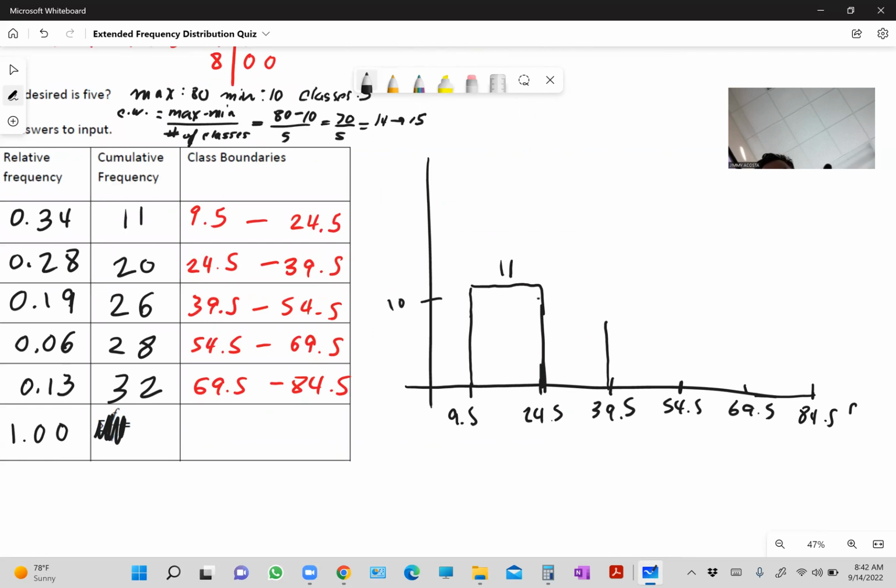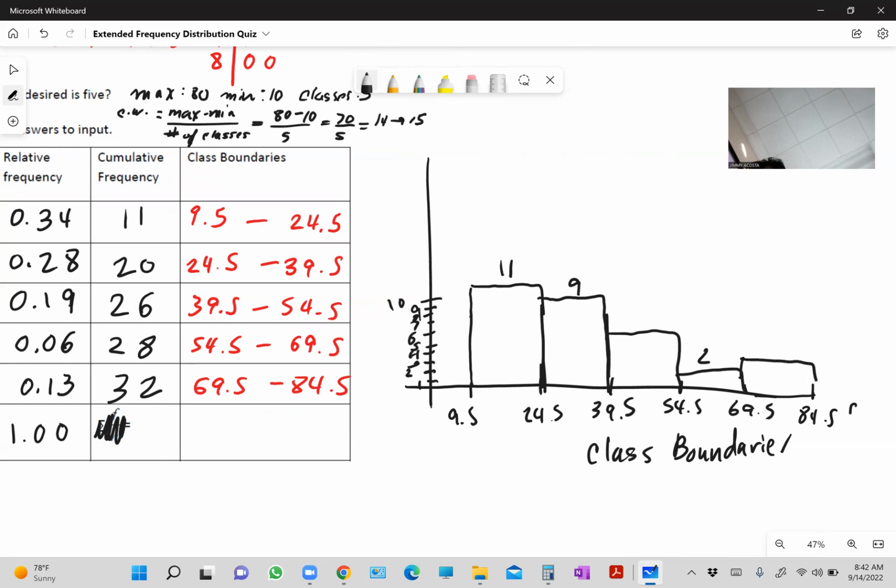And do you see now that because I'm using my class boundaries here to graph, the bars touch? And the next one's 6. And the next one's 2. And the last one's 4. Histogram.